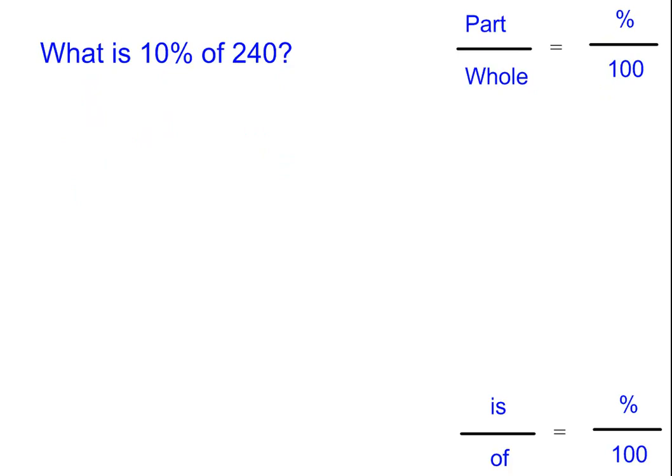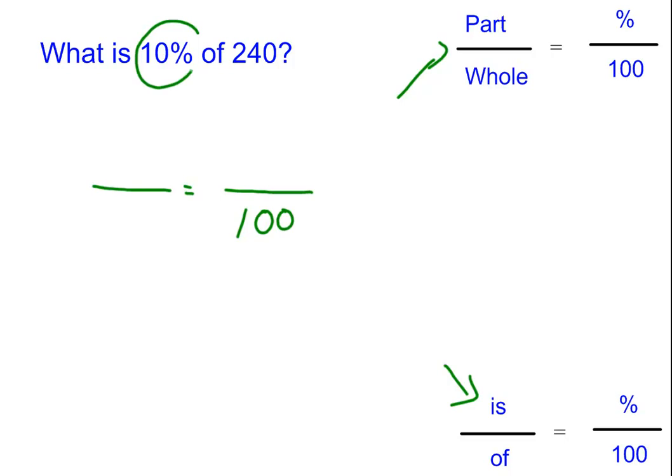So the first step is to write out our equation. So we have equal over here, and as you see up here, this is the part over the whole, and then this is just a sample of the is over of. So we have them as a little guideline for ourselves. Okay, so our problem is, what is 10% of 240? So we're always going to have 100 down here, and up above the 100 is the percent. So we need to look at our problem and see if they actually give us a percent, and they do. So we're going to put it right up there in the percent spot. And we don't need to put a percent sign in there. We're just going to treat it as 10, not 10%.